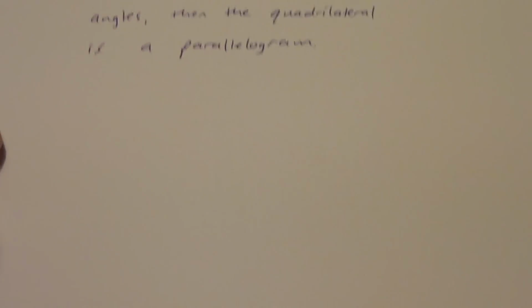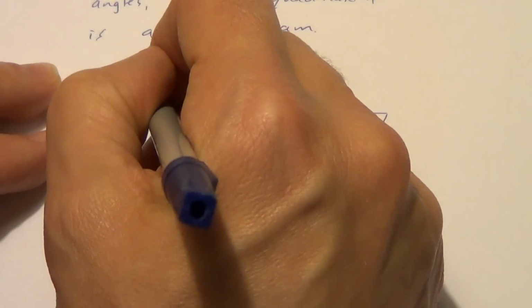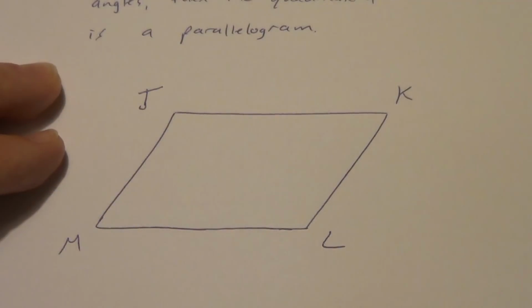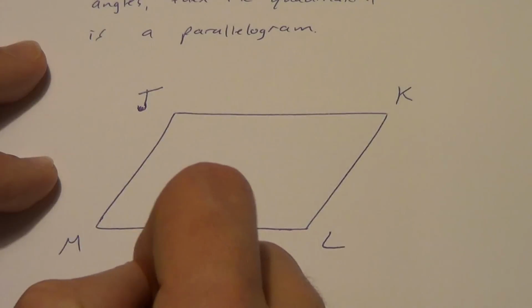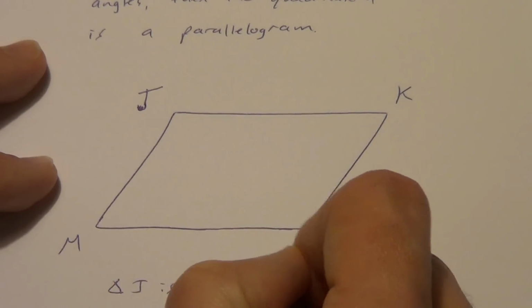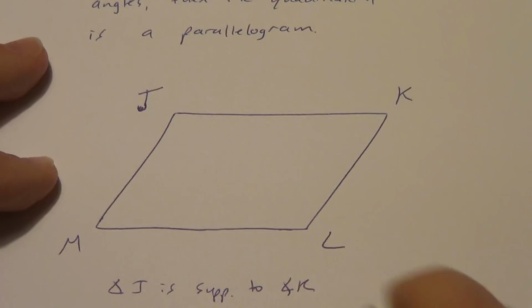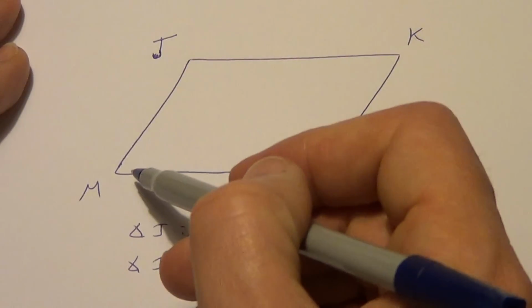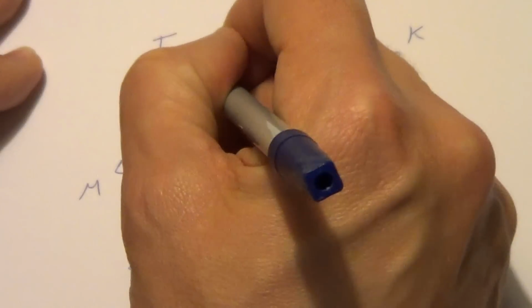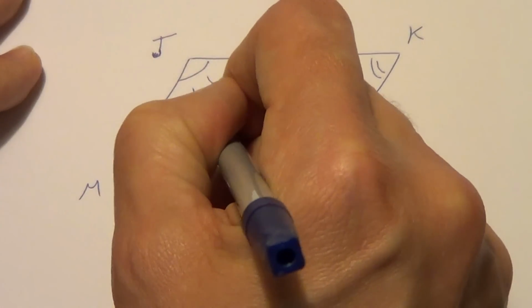All right, here we go. J, K, L, M. That's a really bad looking J, sorry. All right, so angle J is supplementary to angle K. Angle J is supplementary to angle M. Okay, so those are my two givens. One angle is supplementary to that consecutive angle and to its other consecutive angle. So that is supplementary that way, and it's also supplementary that way. Okay, does that make sense?